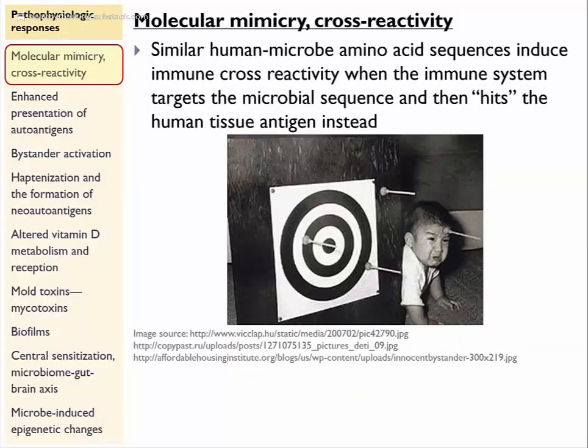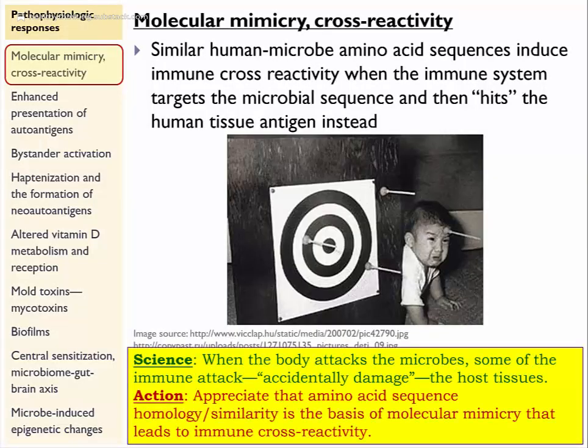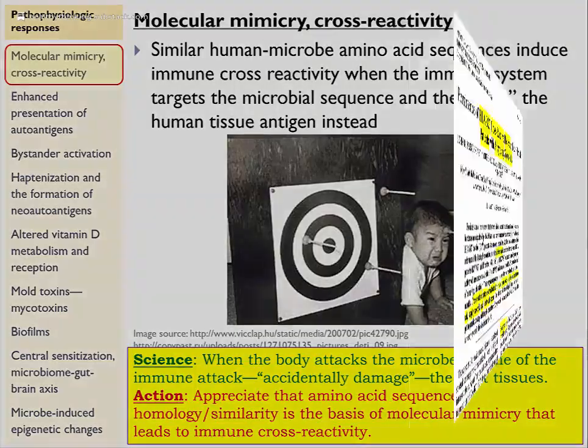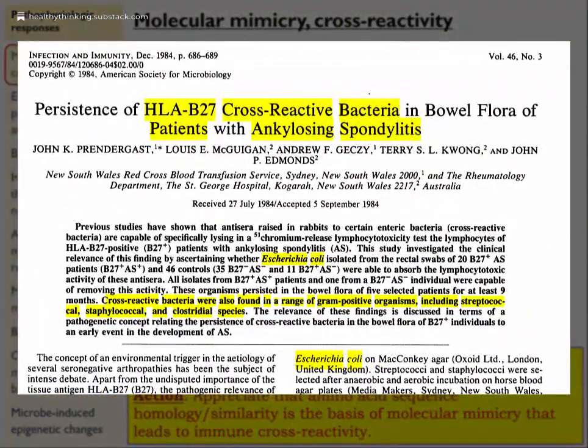So you'll see lots of conversations in the literature that discuss specifically molecular mimicry and immune cross-reactivity. Again, when the body is attacking these microbes, some of that immune attack accidentally targets the identical amino acid sequence that happens to be found in the human host. And that's why we see certain genetic patterns or certain tissue markers in humans associated with autoimmune diseases induced by microbes. And the perfect example, the best example, is that of HLA-B27. HLA-B27 is a human tissue antigen which shares amino acid homology with microbes such as Klebsiella pneumoniae and E. coli.